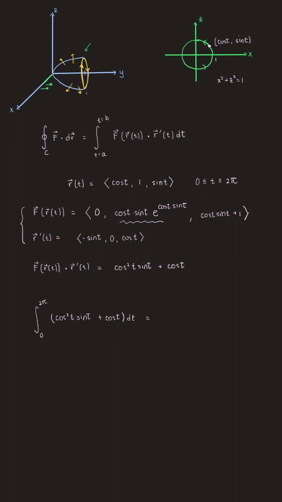I'm going to use a u sub here, where u is cosine t, du is negative sine t, so that's going to give me negative cosine cubed t over 3 plus, and the antiderivative of cosine t is just a positive sine t, and we're evaluating this from 0 to 2 pi. Cosine of 2 pi is 1, so that's a negative 1/3. Sine of 2 pi is 0, minus cosine of 0 is 1, so a negative 1/3. And sine of 0 is 0. So we get negative a third plus a third, which is 0.